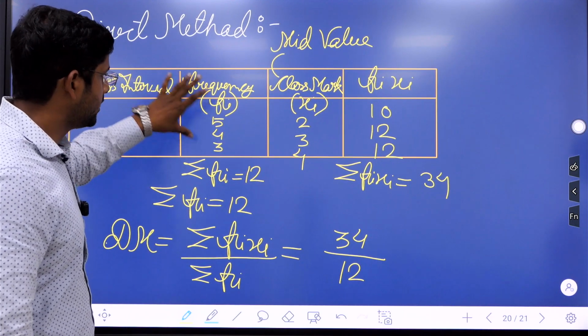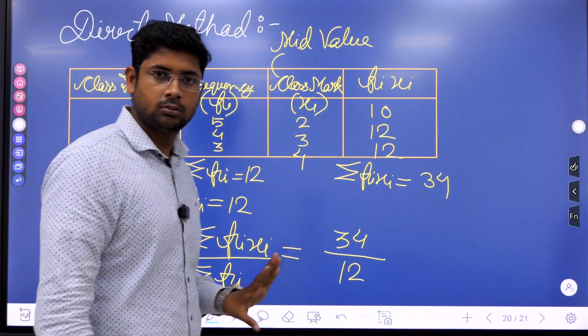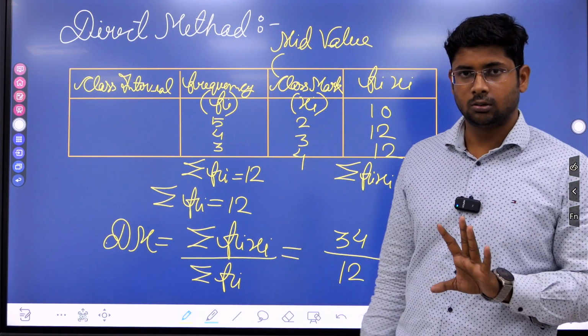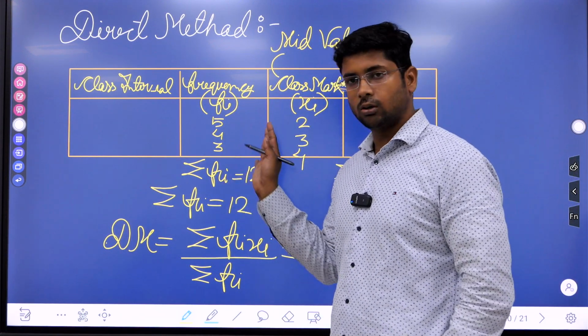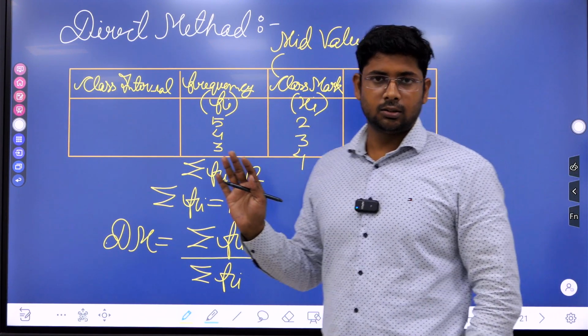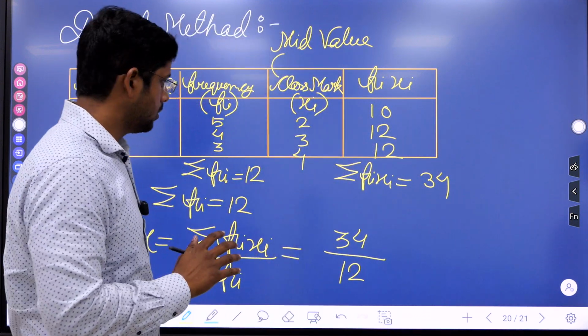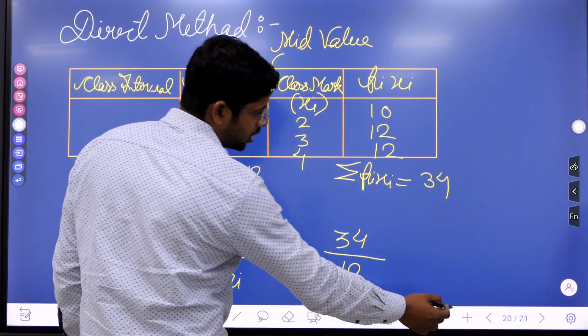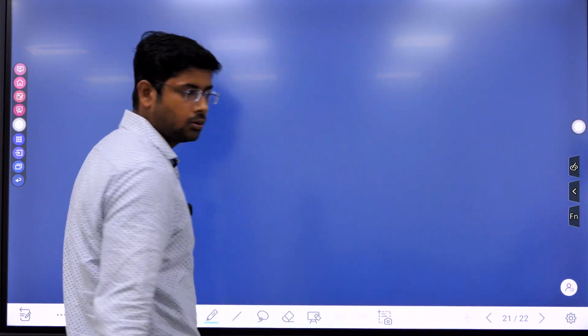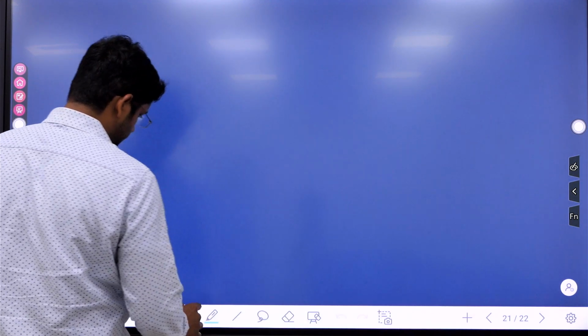So I have explained the whole direct method. Does anybody have any doubts? If you have any doubts, comment, and I will take all your comments and reply. Now let's move on from the direct method to the assumed mean method.